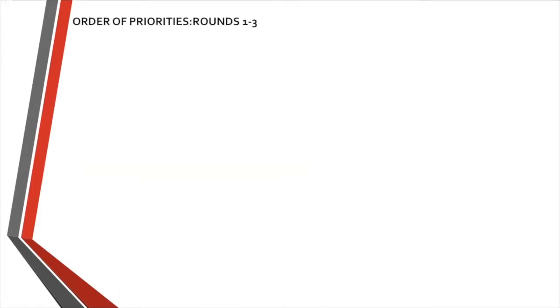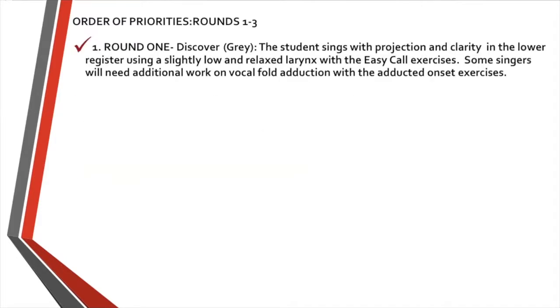Order of priorities, rounds 1 through 3. Round 1 is our discovery round. The student sings with projection and clarity in the lower register using a slightly low and relaxed larynx with the easy call exercises. That's whoa! Some singers will need additional work on vocal fold adduction with the adducted onset exercises.